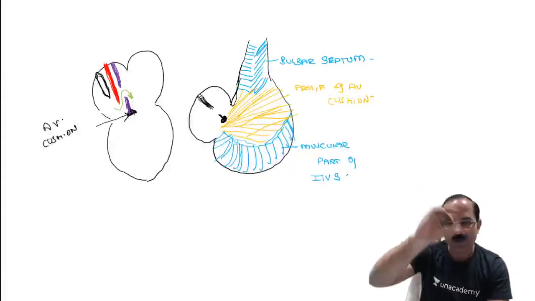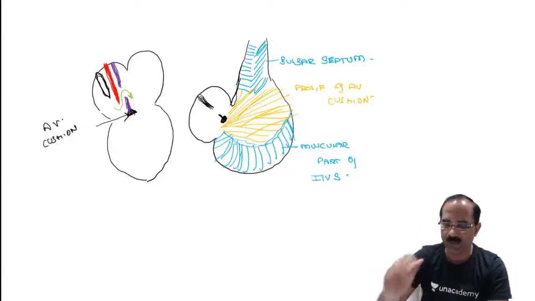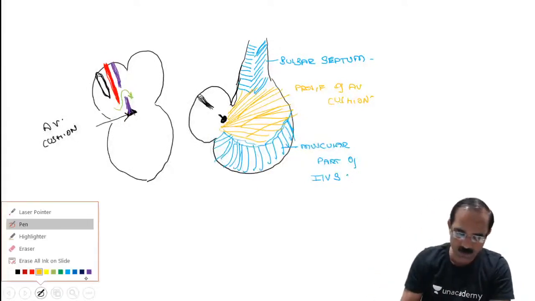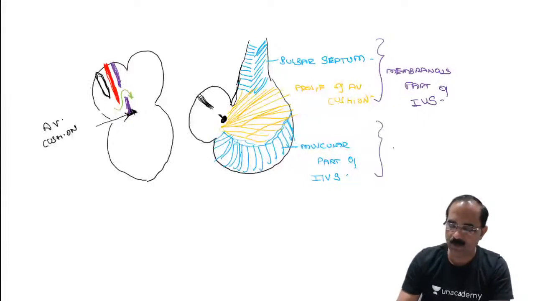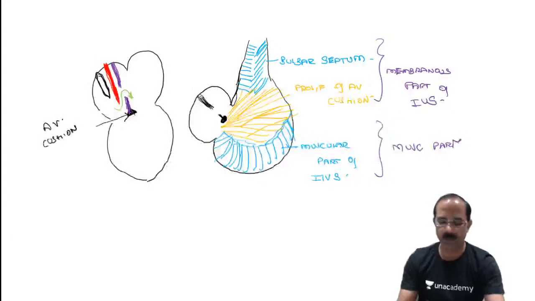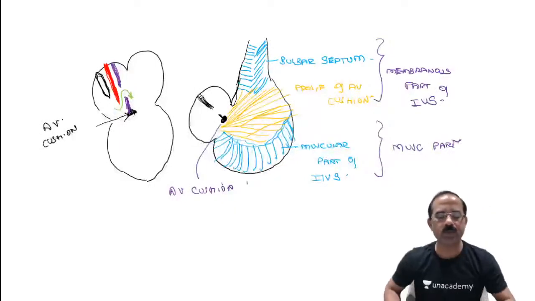So if there's an AV cushion defect, if the AV cushion is not formed, there will be defects in the atrioventricular septum. I hope this is clear to all of you. If you have any doubts, tell me. This is the membranous part of the interventricular septum, and that's the muscular part. Okay, so this is very clear. Yes, students, is this clear?